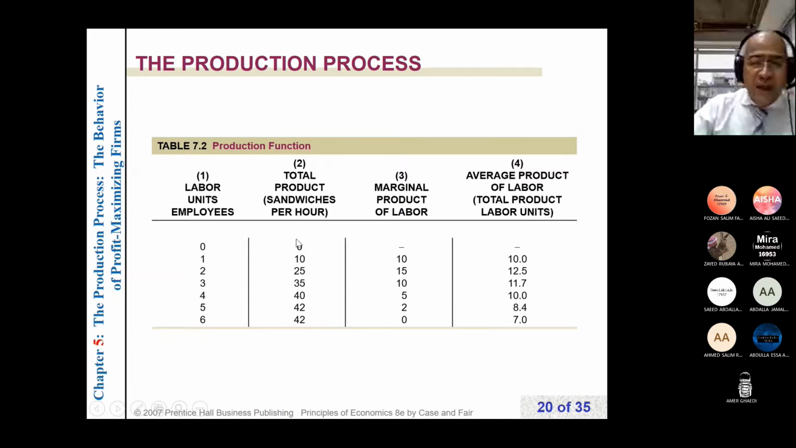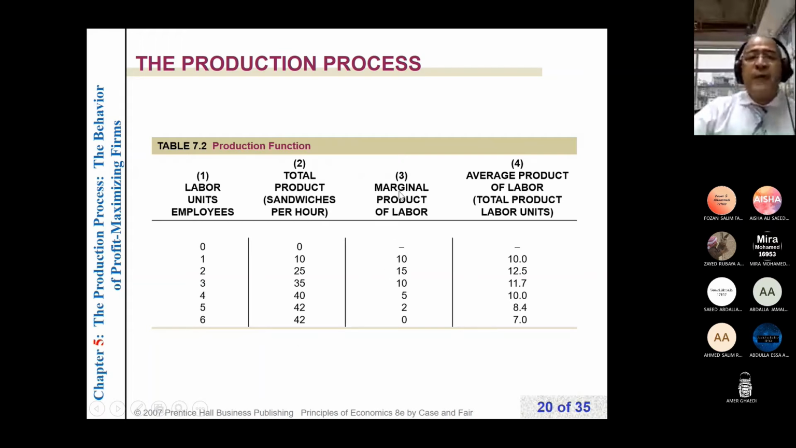But there is hidden information behind these numbers. I can spend an hour explaining what's the secret behind these numbers. But the general trend is that as labor increases, total product increases, but there is hidden information. We will cover it in the coming slides.